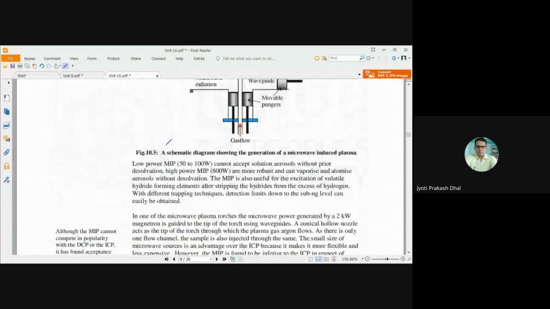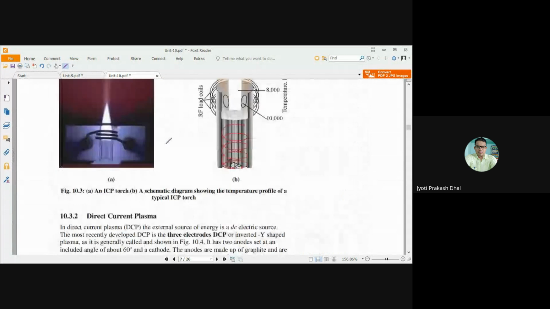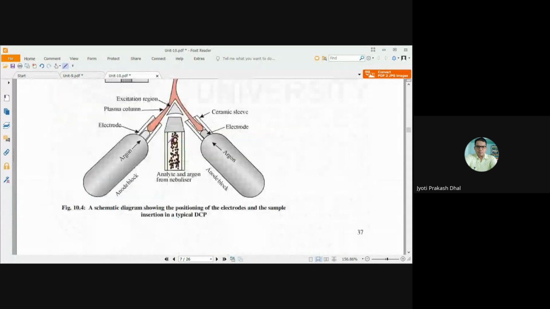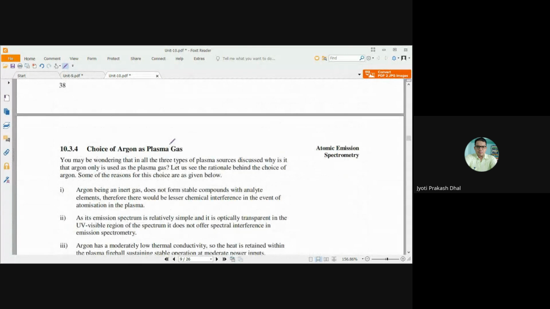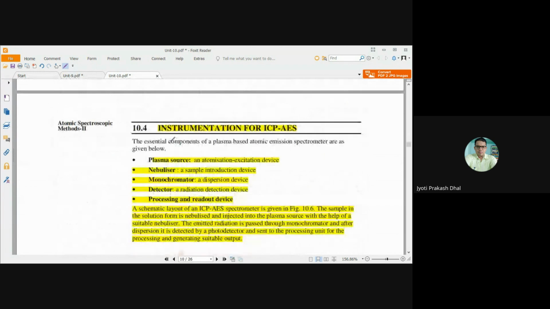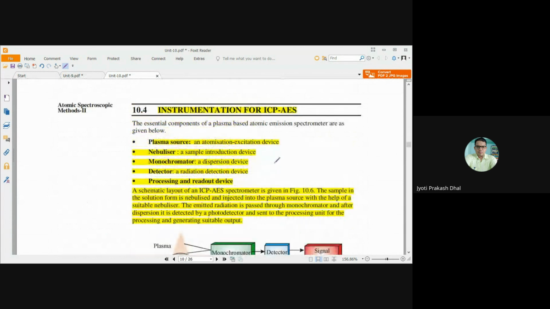So this is microwave induced plasma. This is direct current plasma. By using this type of plasma source, the atoms present in the analyte undergo atomization and excitation. Now coming to the instrumentation.